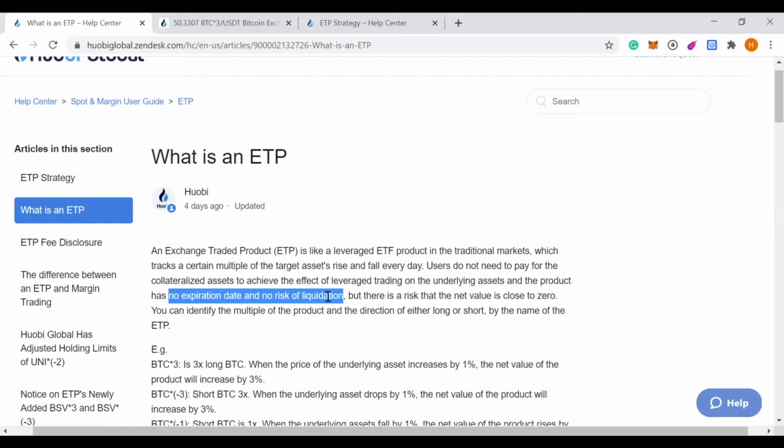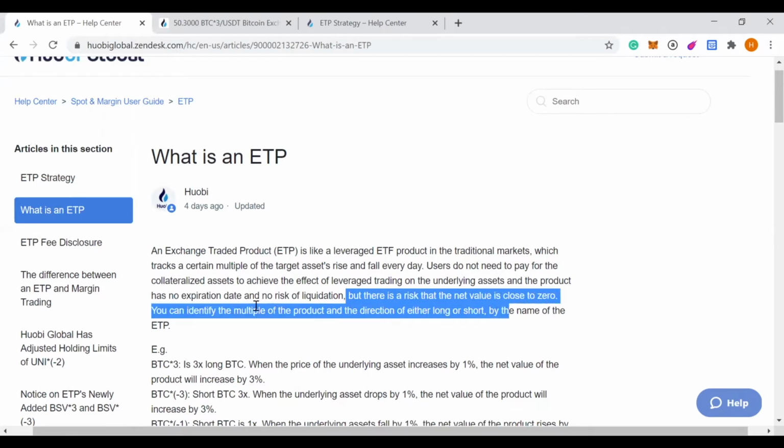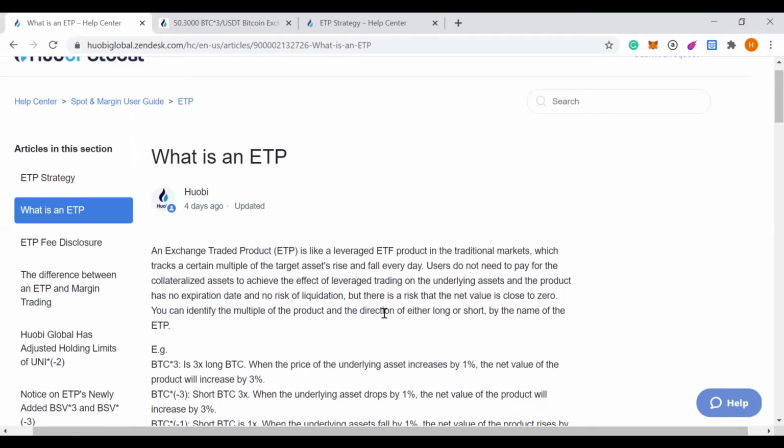This is unlike futures, where you do have liquidation. If the price goes up aggressively or down aggressively and you are long or short, you may get liquidated and you may lose your capital. But with an ETP, there is no such risk, so there is no risk of net value going to zero. You can multiply the effects of the product in either direction, long or short, as the name of the ETP says.